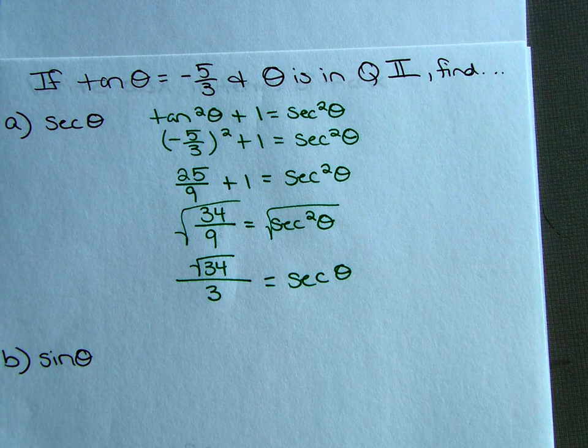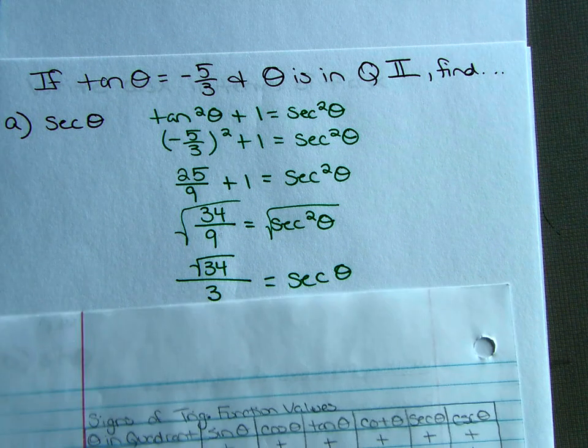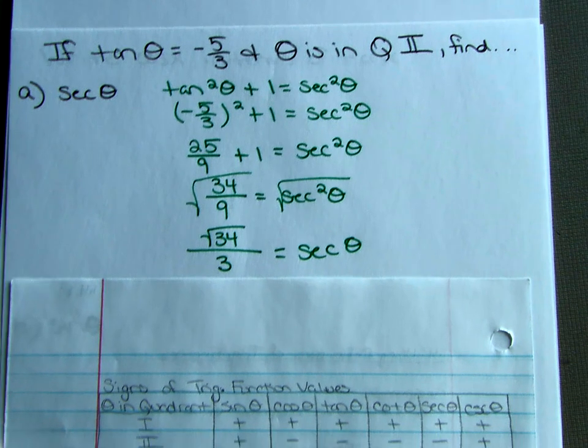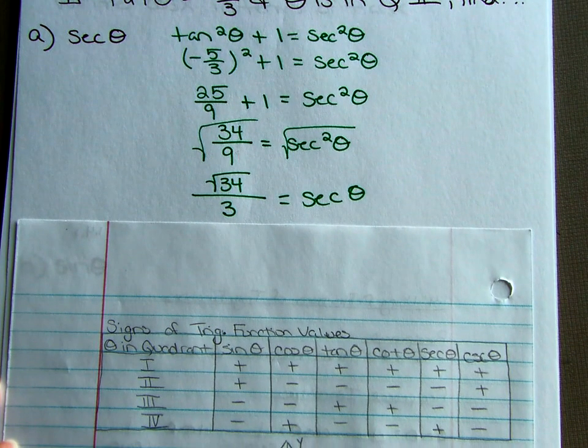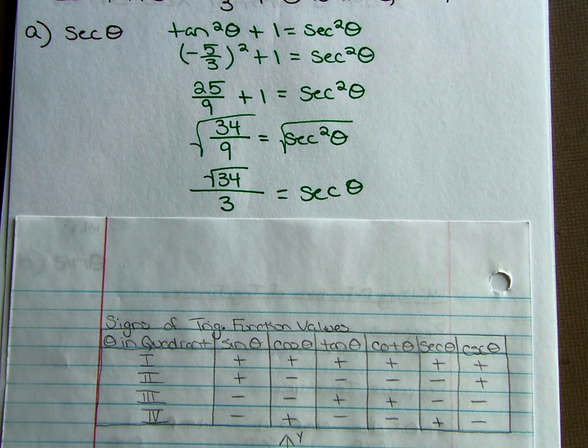Now, before we just assume that we're done, they did give us a stipulation that theta is in quadrant 2. So I need to understand if secant in quadrant 2 is positive or negative. And I know it's been a hot minute, so I'm going to show you. Back in 1.4, we had this table of signs of trigonometric function values, where we had our different quadrants, and then we had our 6 main trigonometric functions, and we determined whether those were positive or negative based on the different quadrants we were in.